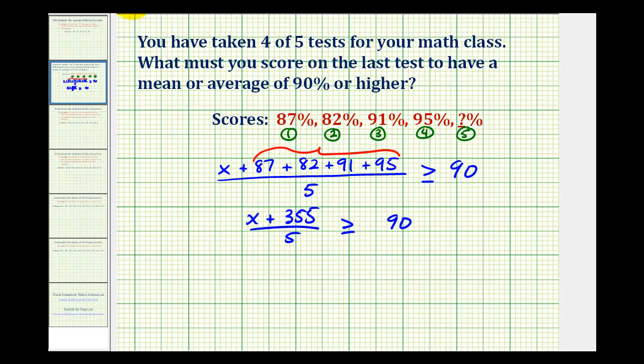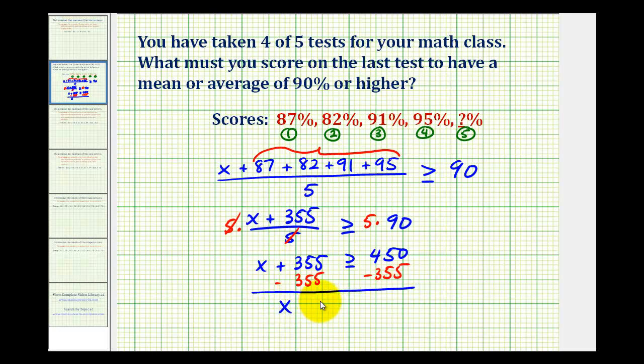Now this fraction bar means division. So if we multiply both sides by 5, we can eliminate this fraction. So if we multiply the left side by 5, we must also do the same to the right side. So multiplying by 5 and then dividing by 5 would simplify to 1. So we'd be left with x plus 355 is greater than or equal to 5 times 90, which would be 450. So now to solve this for x, we can just subtract 355 on both sides. So we'd have x, or that fifth test score, must be greater than or equal to 450 minus 355 would be 95.